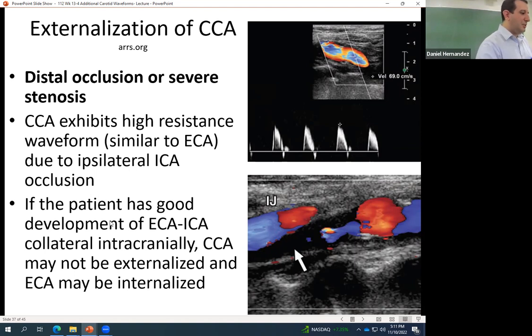If a patient has good development of ECA to ICA collaterals intracranially, that CCA may not be externalized, so it may not be high resistance. So just keep that in mind. When we Doppler that ECA, we might see very high velocity, low resistance flow because we've developed some nice collaterals between the ECA and ICA intracranially.